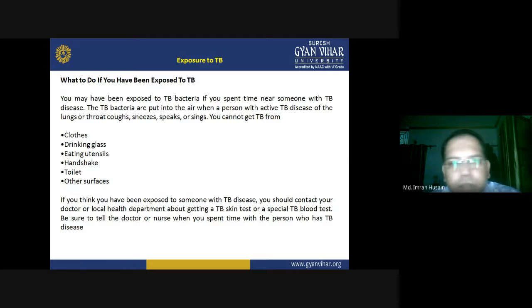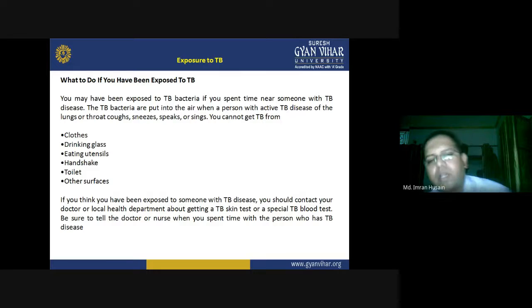Exposure to TB. You may have been exposed to TB bacteria if you spend time near someone with TB disease. The TB bacteria are put into the air when a person with active TB disease of the lungs or throat coughs, sneezes, speaks, or sings. You cannot get TB from clothes, drinking glasses, eating utensils, handshakes, toilets, or other surfaces.